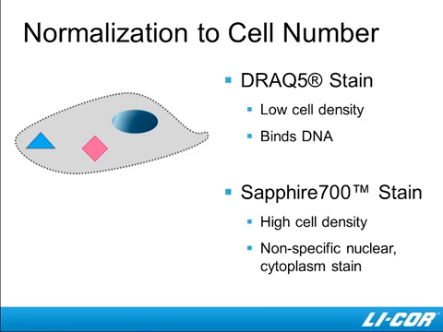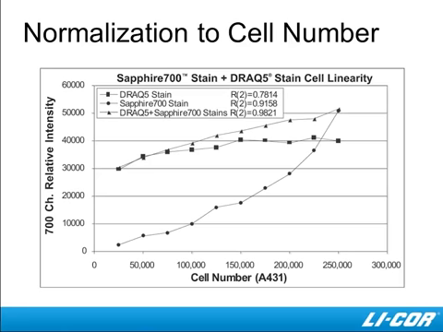Now, if you look at these two stains and plotted them against cell number, shown here, you'll see the differences in linearity for these stains. So there's three traces here. The bottom trace is Sapphire 700 alone. The middle trace is DRAQ5 alone. And then the top trace is the combination of the two. So what you can see is Sapphire 700 has very poor linearity over the entire range, and again works best at the higher cell densities.